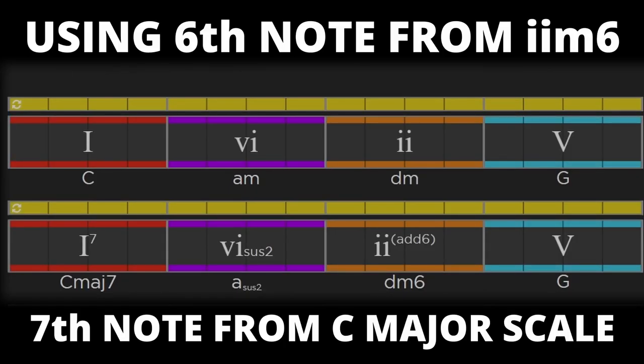In this example, we use a 1 major seventh chord and a 6 sus 2 chord alongside the 2 minor sixth and the 5 chord. With the changes, they all have the seventh note from the scale in them. Listen to the shift in sound from standard triads to this alternative.